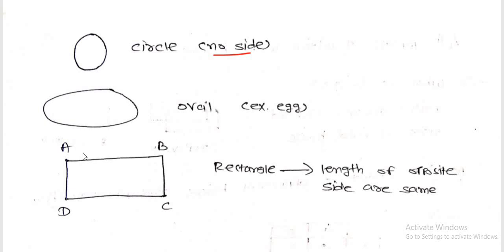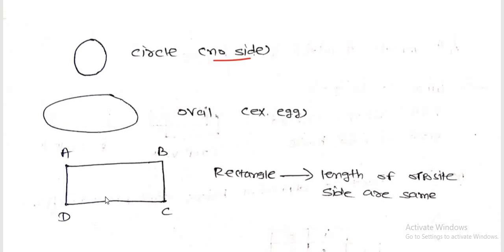Now here is a rectangle shape. It has 4 sides, same as square, but in square all sides are same. For example, if I draw a square, then you can say that all the sides of square are same.